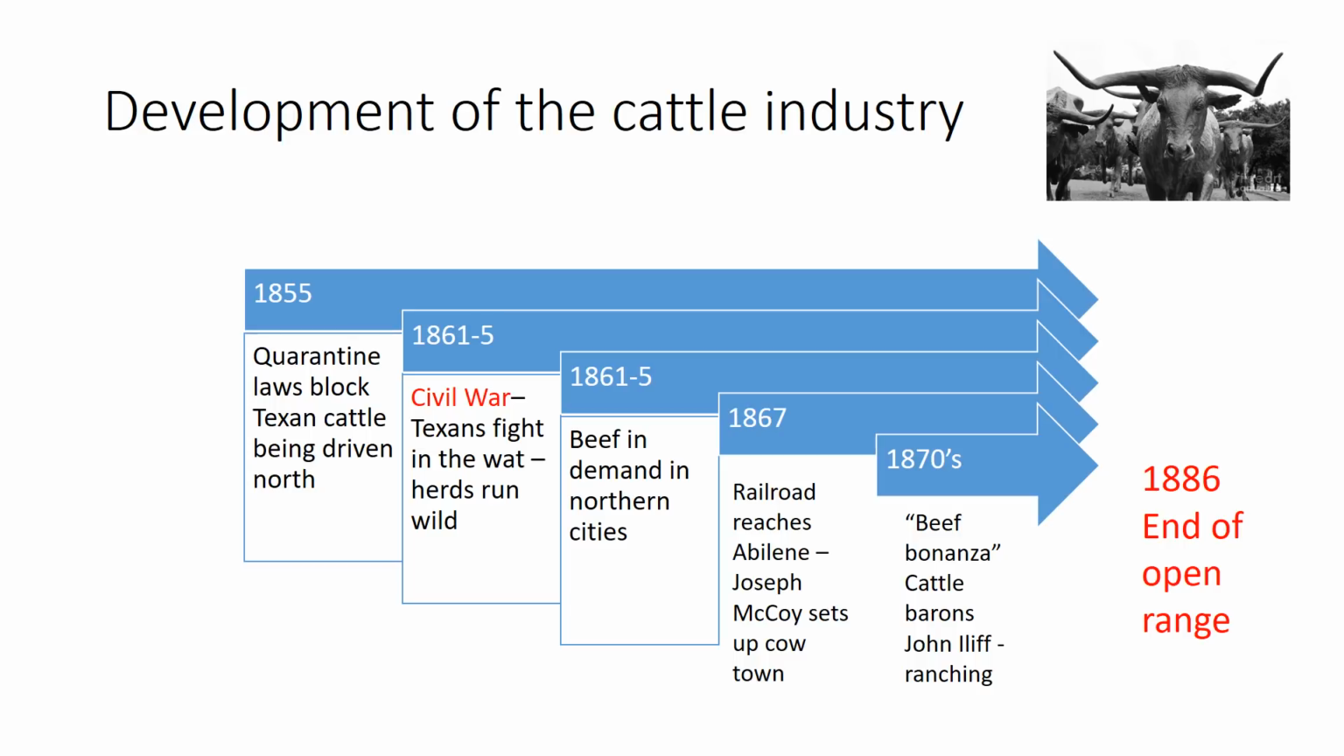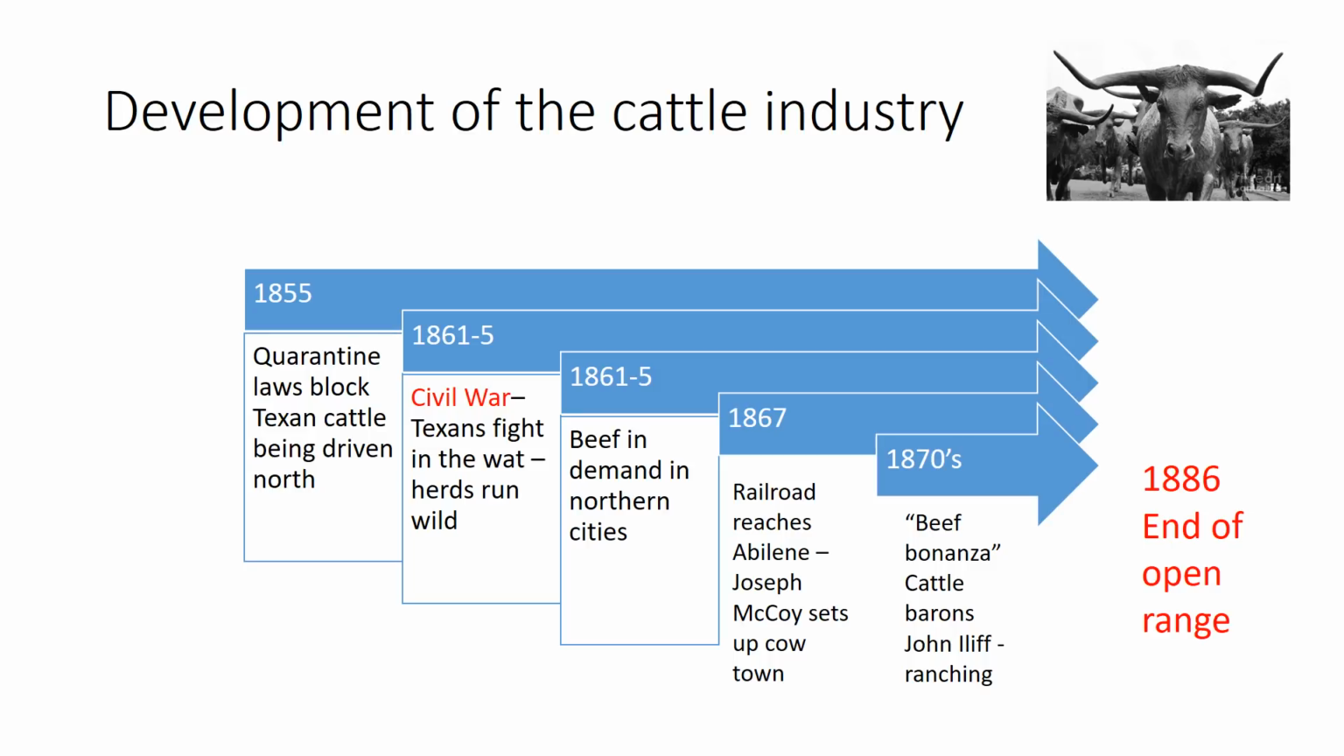The big factor here was the Civil War. So I made a mistake there. I'll change that. So Texans fought in the war. So they fought in the war, and as we politely put, the herds ran wild. And so they bred up, and we had millions of cattle in Texas. So the value of that cattle was about between $3 and $5.